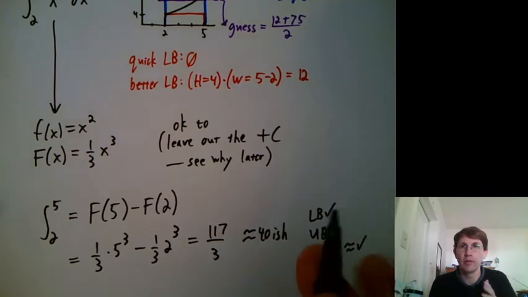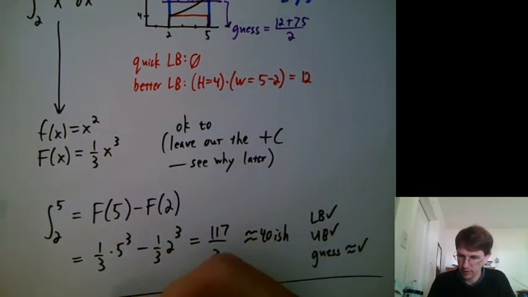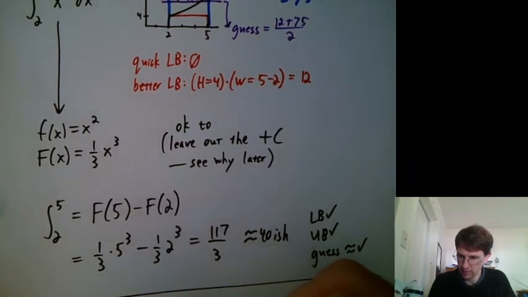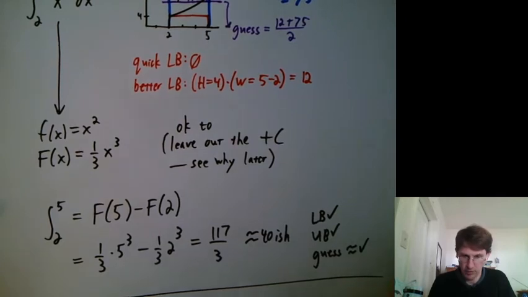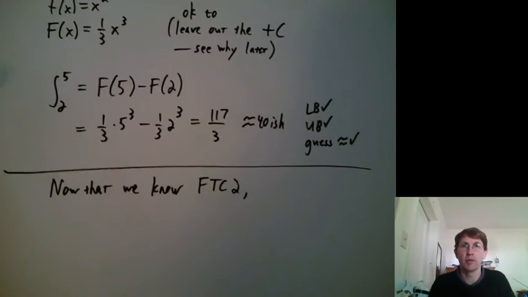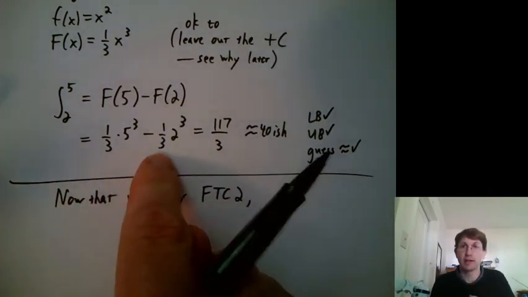So now that we know the fundamental theorem of calculus part 2, when we're doing formula-based problems, we usually don't want to break them up into little boxes anymore unless the problem explicitly says to. So let's write that down. We don't usually break formula-based problems into individual boxes and add those up because that's an approximation. I like approximations, but this is an exact answer.